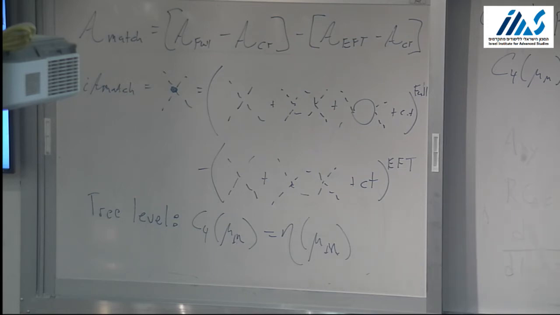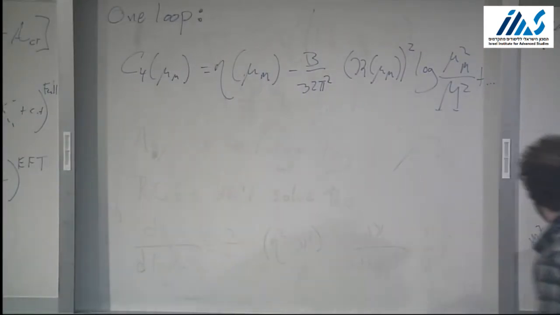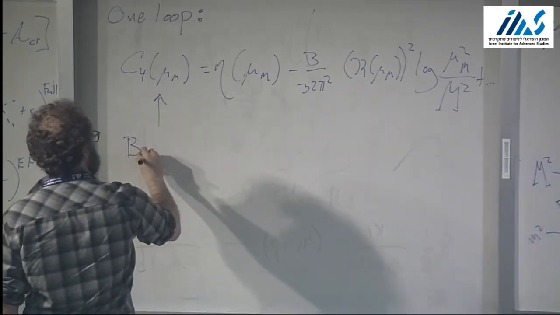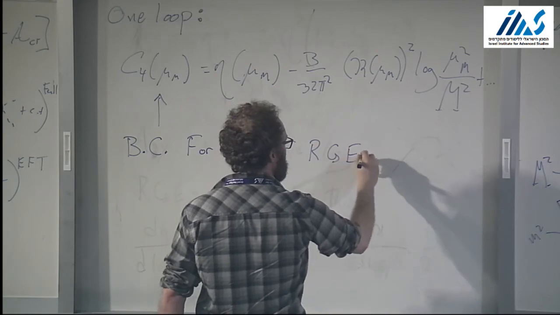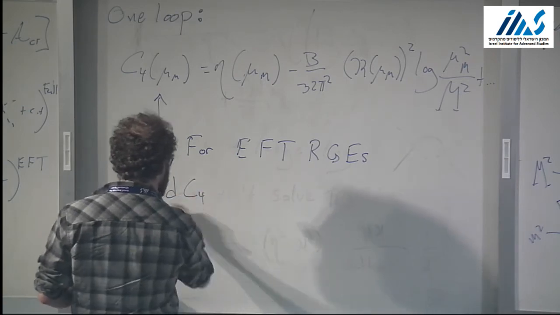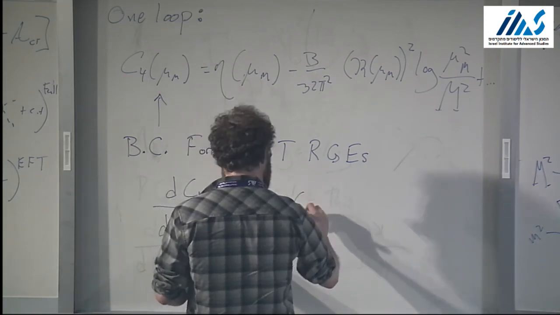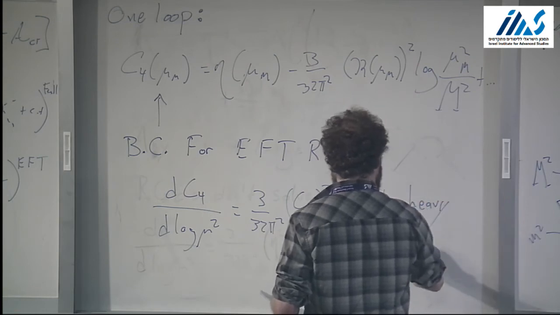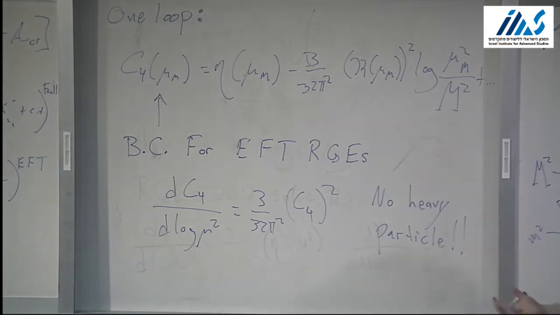Good. So this is now C4 at mu m. That's where our EFT kicks in. So this is the boundary condition for our EFT RGEs. And our EFT RGE is simply dC4 d log mu squared equals 3 over 32 pi squared C4 squared, no heavy particle. Right? So there's no heavy particle in the EFT.